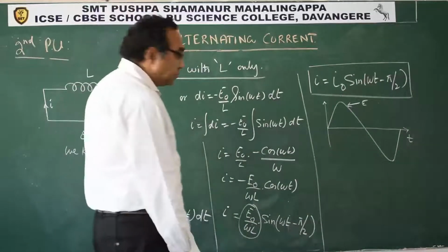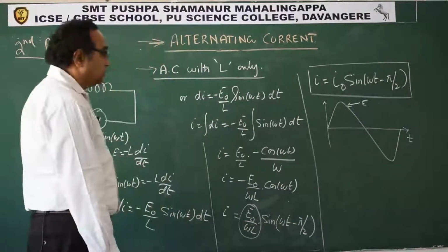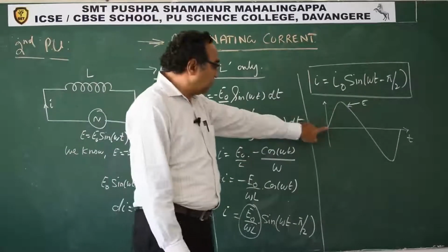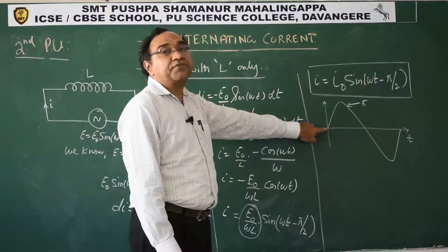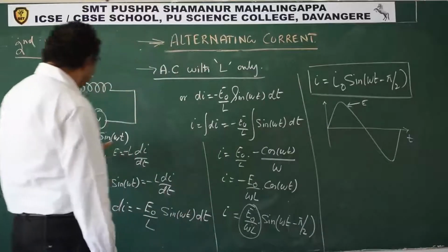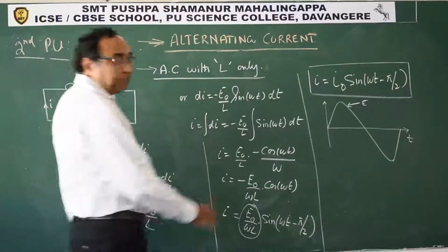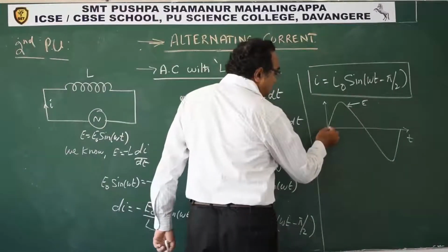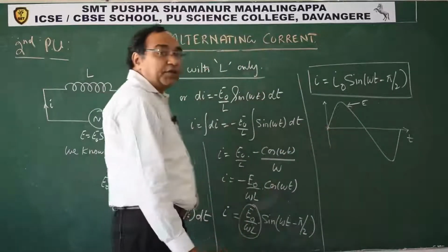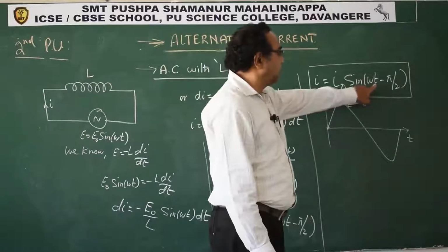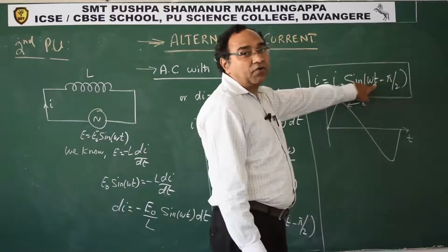How to find out? To find out, take the reference as 0. Put T as 0. If you put the value of T as 0 here, you are getting E as 0. Perfect. It is starting from 0. Now put T as 0 here. If you put T as 0 here, what do you get?